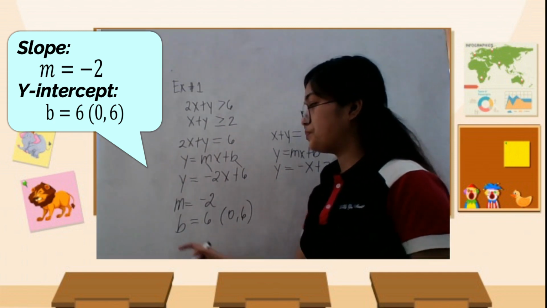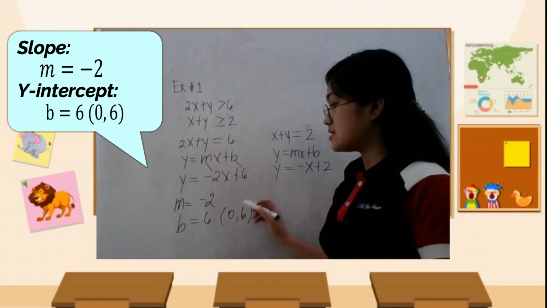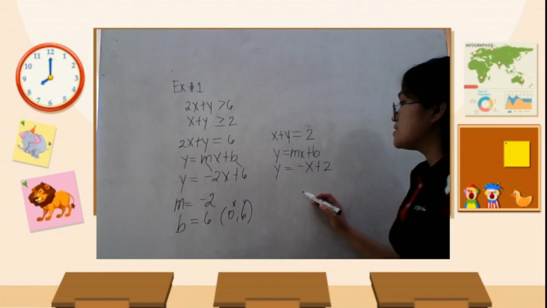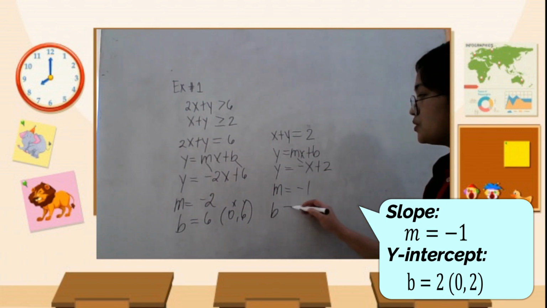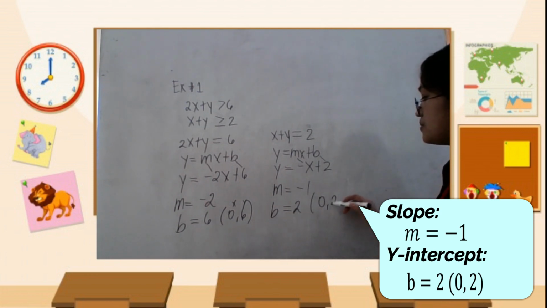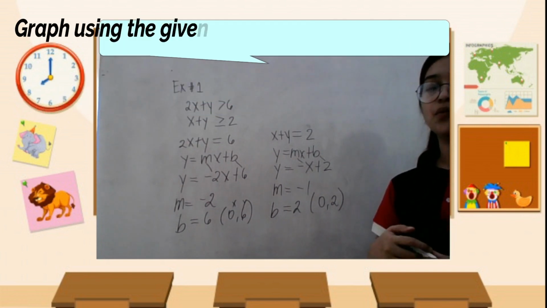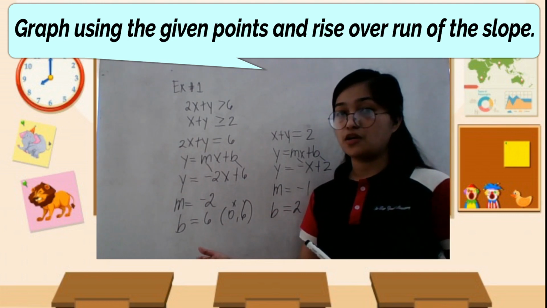Kasi po, y-intercept. Ibig sabihin, nandito ang ating 6 sa y. This would be x. Okay? Next, the m here is yung katapat niya, which is having imaginary 1, so negative 1. And then for the b would be 2, positive 2. So we have 0 and positive 2. Okay? The next step, we need to graph them using rise over run or their slope.